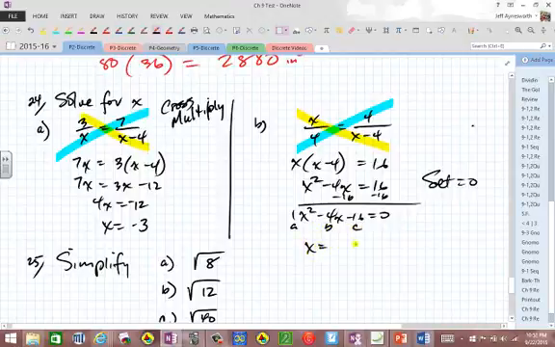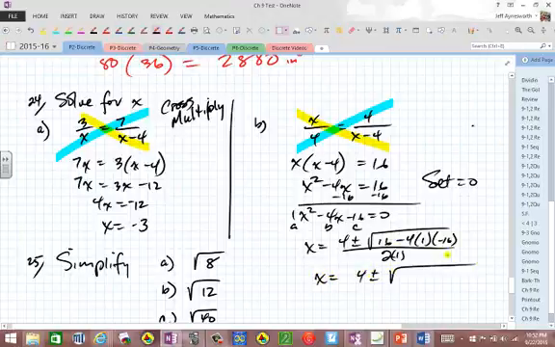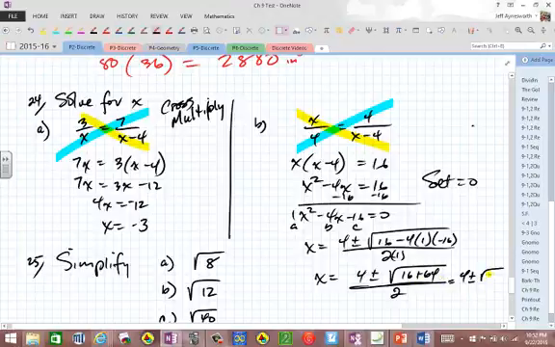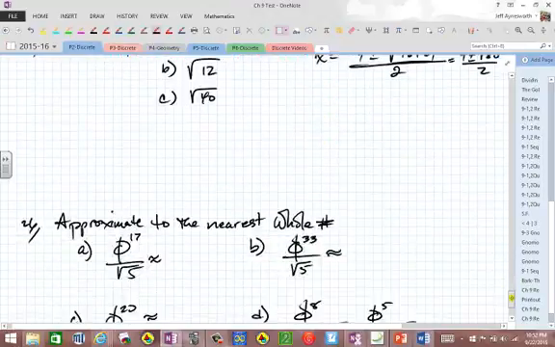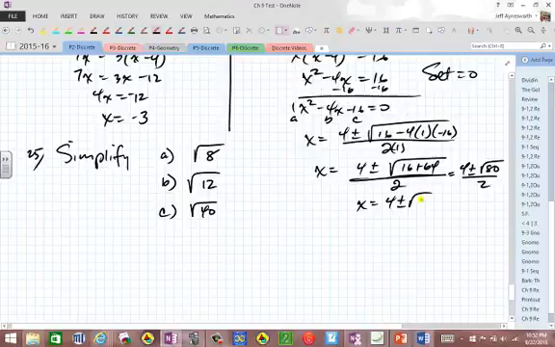Use the quadratic formula. a is 1, b is negative 4, c is negative 16. So x is equal to the opposite of b, 4, plus or minus the square root of negative 4 squared, which is 16, minus 4 times a times c, divided by 2 times a. What do you get? You get 4 plus or minus the square root of 16 plus 64, divided by 2. So x is equal to 4 plus or minus the square root of 80, over 2.